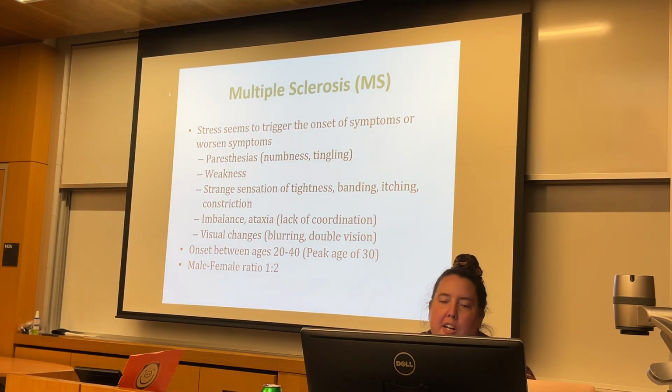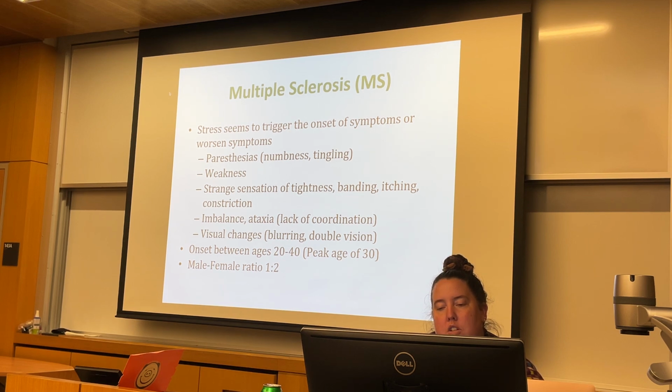All right. Stress seems to trigger the onset of symptoms or worsen symptoms of multiple sclerosis. Symptoms include paresthesias, which is numbness or tingling. A lot of people feel paresthesias in their fingers. It's that feeling you get when a limb falls asleep. Also weakness, a strange sensation of tightness, banding, itching, or constriction. Imbalance and ataxia, which is a lack of coordination. And visual changes, including blurring and double vision. The onset is between the ages of 20 to 40, and the male to female ratio is 1 to 2, meaning twice as many females get multiple sclerosis as males.